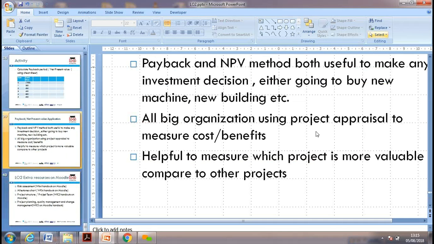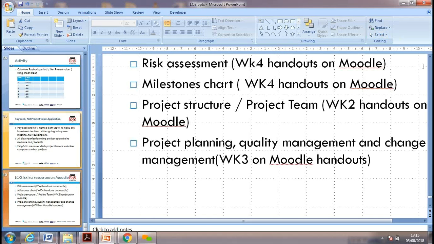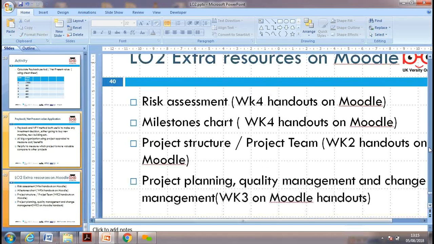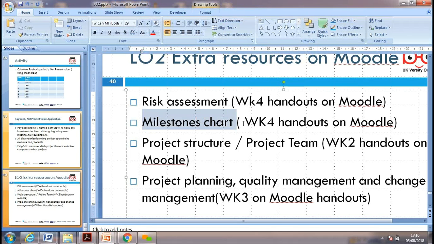Further, under LO2 we can discuss risk assessment, which I just mentioned. Milestone, what is meant by milestones? A milestone is a key date when something really important or influential happens. Brilliant, well done.